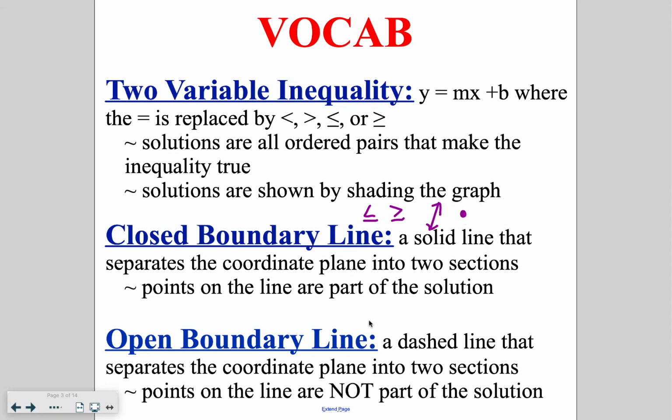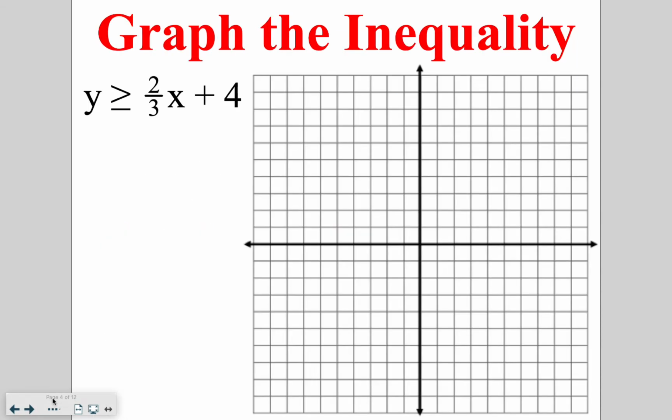The open boundary line is for less than or greater than, and that is going to be a dashed line. So still graphing a line, but instead of being solid, it's going to be dashed, and that is going to be our open circle. If it is a solid line, the line is included as part of the solution. If it is a dashed line, then it is not.